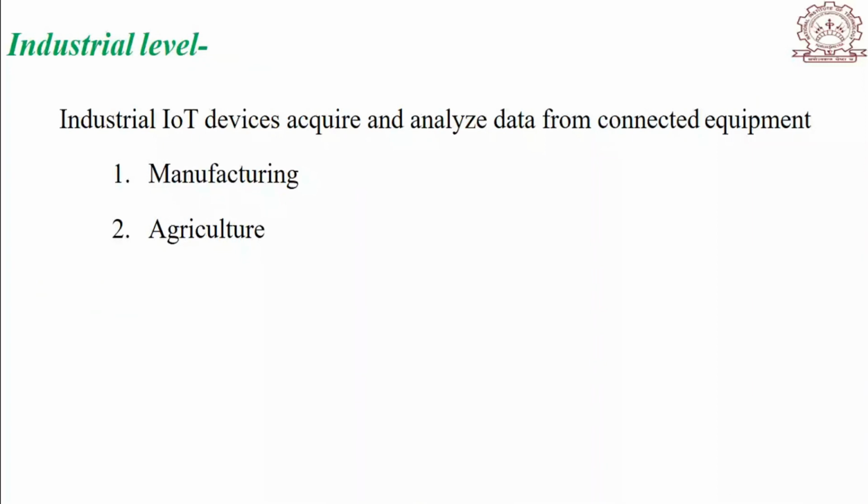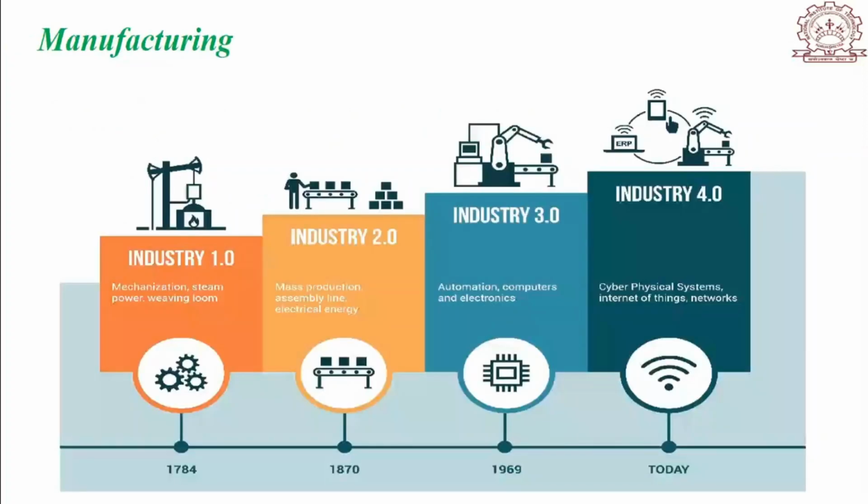So in this particular lecture I am explaining the various areas of society where IoT can play a big role, and some products can be developed by UG and PG students, and some research can also be done. Industrial IoT devices acquire and analyze data from connected equipment at the industry level, in manufacturing and in agriculture. If you see, this picture is very good.